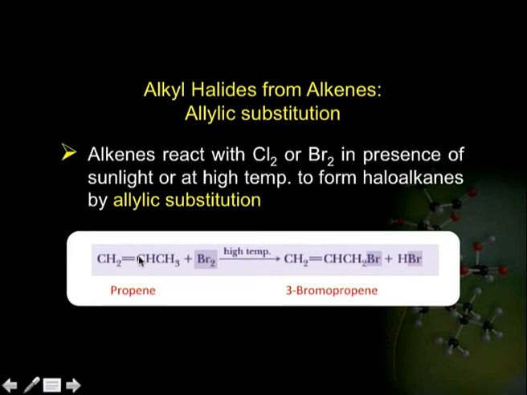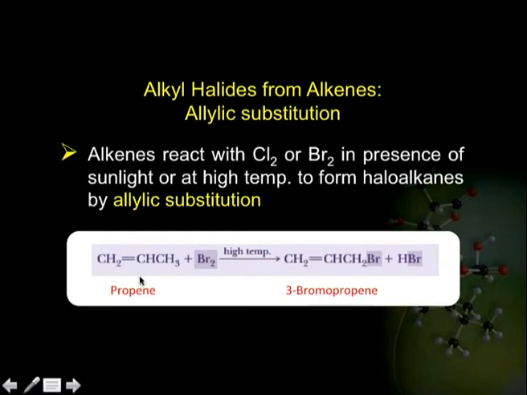Here you should know what is an allylic carbon. An allylic carbon is the one which is adjacent to a double bond, and here we are talking about substitution at that allylic carbon. So, alkenes react with chlorine or bromine in presence of sunlight or at high temperature to form haloalkanes by allylic substitution.